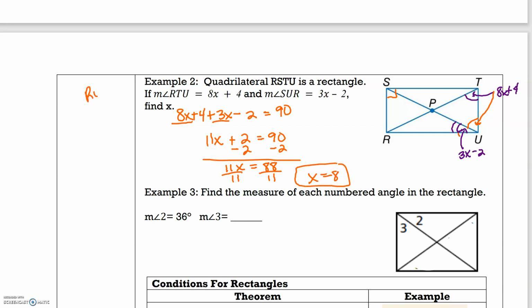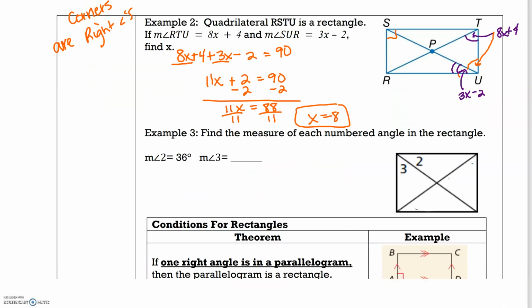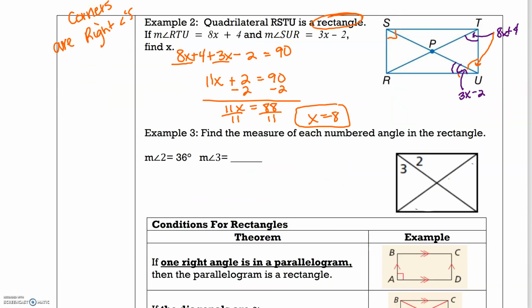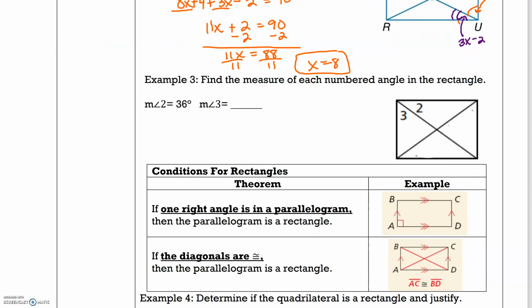So again, the right angles, or corners, are right angles on a rectangle, and it tells us it's a rectangle right there, so we know it has all those properties. Okay, so again, here's a corner. We know it's a rectangle, so it's going to form that 90-degree angle. And I know the measure of angle 2 here is 36 degrees. So if this one's 36, what is this one? Well, 90 minus 36, and so it's going to be 54.